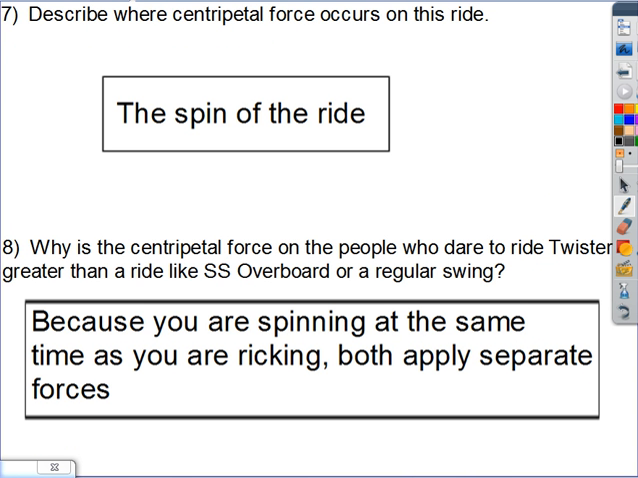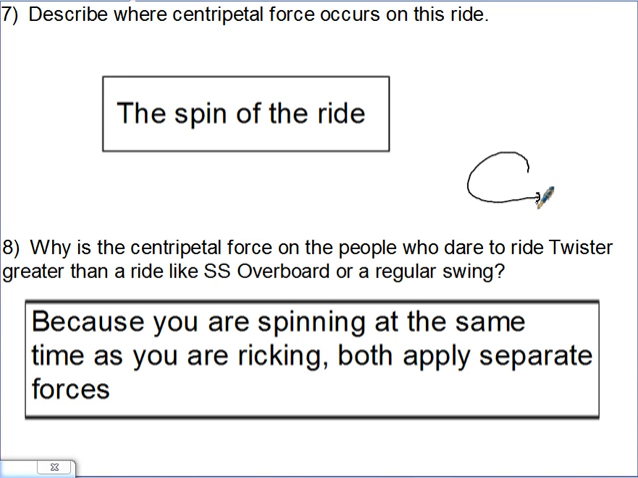And then finally, describe the centrifugal force. So the circular force is the ride spinning. And then it says, why is centrifugal force on people who dare to ride the ride greater than a ride like SS Overboard, which has a regular swing? Because this ride is going to be swinging and rocking at the same time. So you have two separate forces that are being applied to you, so you get more force.